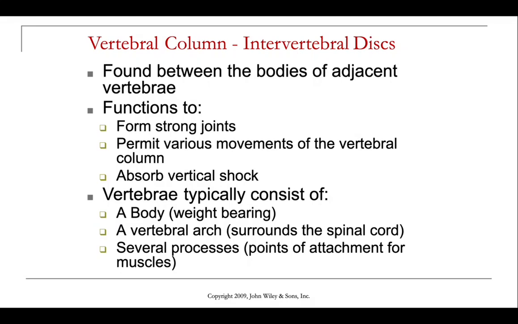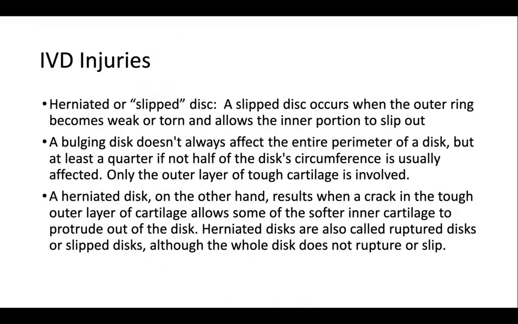So a vertebra typically consists of a body, which is the weight-bearing section of it, the vertebral arch, that's going to be the posterior part that's around the spinal cord, and then there'll be several processes that are going to stick out as points of attachment for muscles.